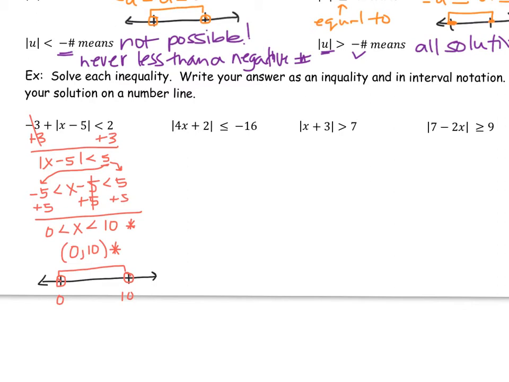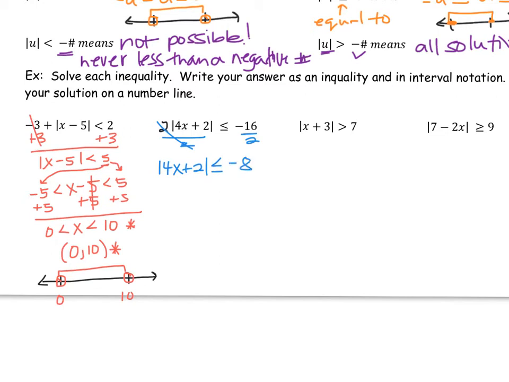In that next example, let's go ahead and put a 2 out in front. So now we have 2 times the absolute value of 4x plus 2 is less than or equal to -16. Remember, isolate your absolute value first. I'm going to divide both sides by 2. And that would cancel out the 2 on the left, giving us 4x plus 2 inside the absolute value, less than or equal to -8.